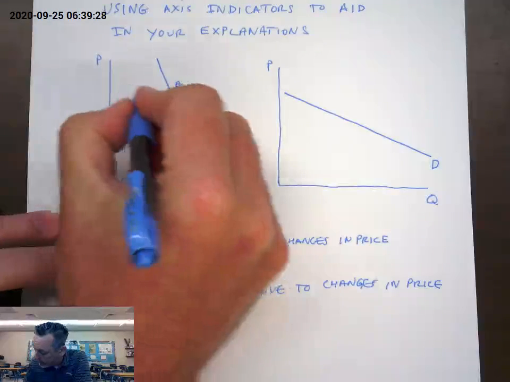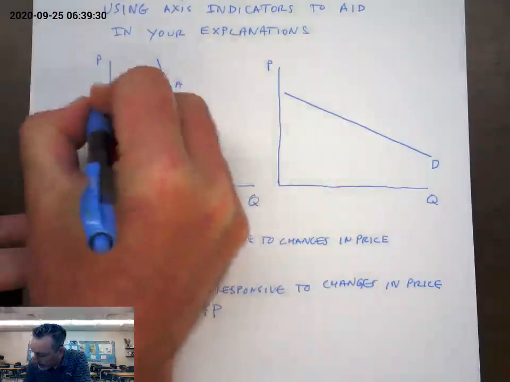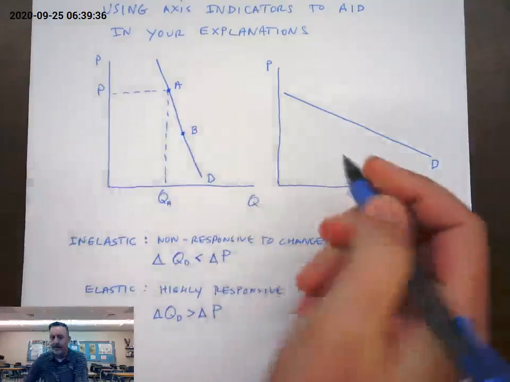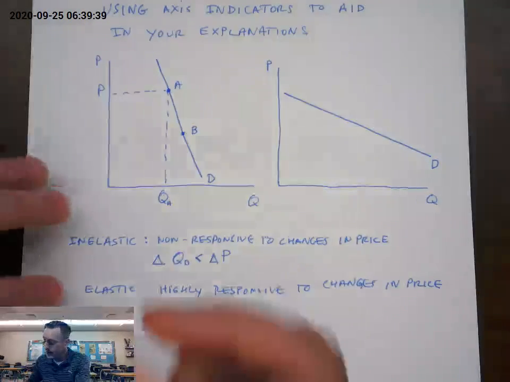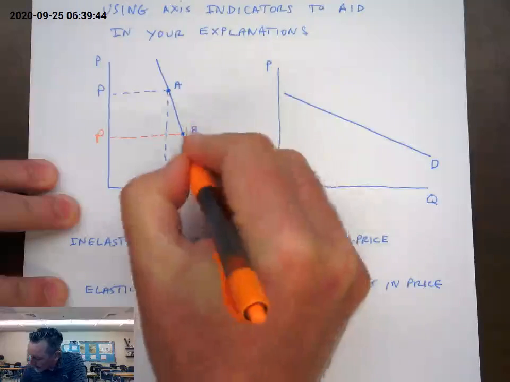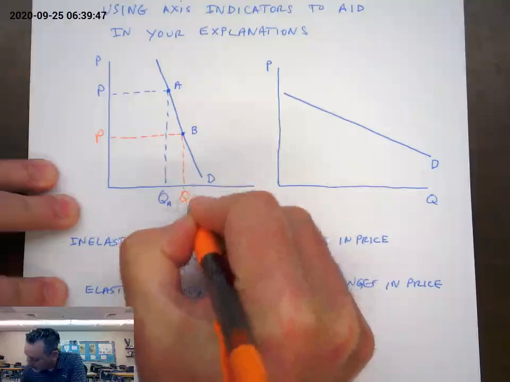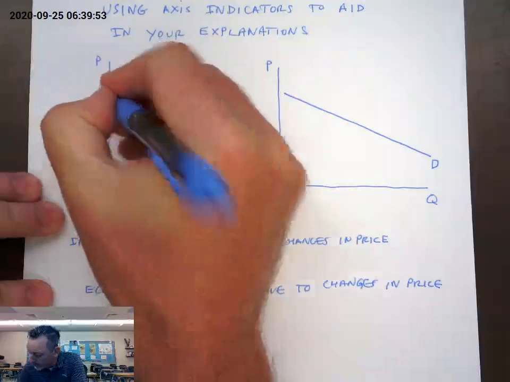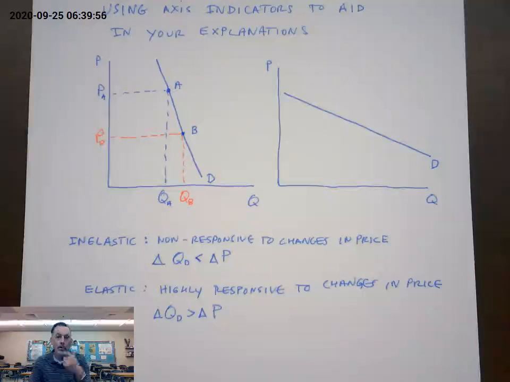Now, from point A and point B, I am going to use my axis indicators to show that point A is a combination of one price and one quantity demanded. I will then show that point B is a combination of one price and one quantity demanded. Finish out my labeling on here. Okay, and now when we see those axis indicators, it becomes incredibly clear to us that the magnitude of those changes, or the size of the changes, is significantly different, okay?